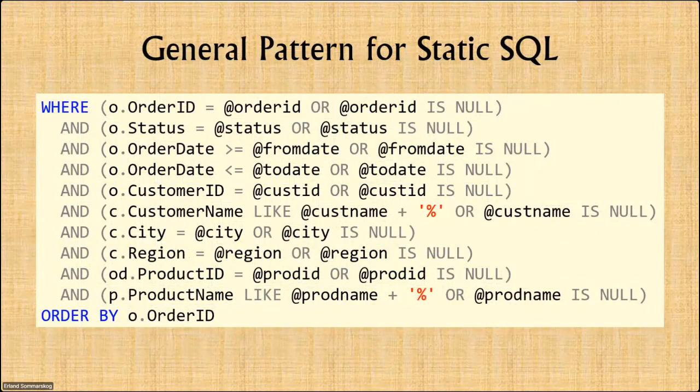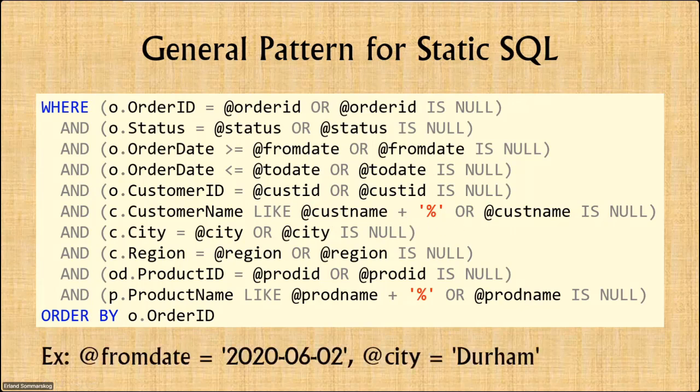And here, let's move over. This is the general pattern for doing a search with static SQL. So we say, order ID equals the order ID parameter, or the parameter is null. So if we did not provide an order ID, we don't care about that one. The same thing here: status equals the status parameter, or the status parameter is null. Order date greater than or equal to from date, or from date is null. So if we did not pass from date, that parameter does not apply. So if we pass no parameters at all, we will get back all order lines. And customer name like customer name plus %, etcetera.